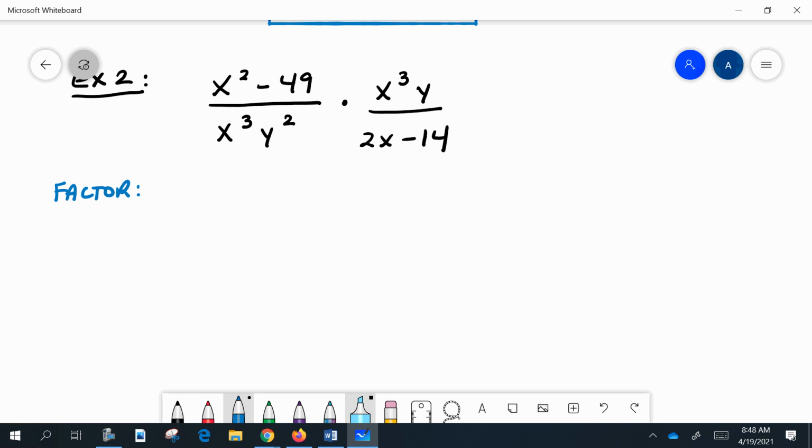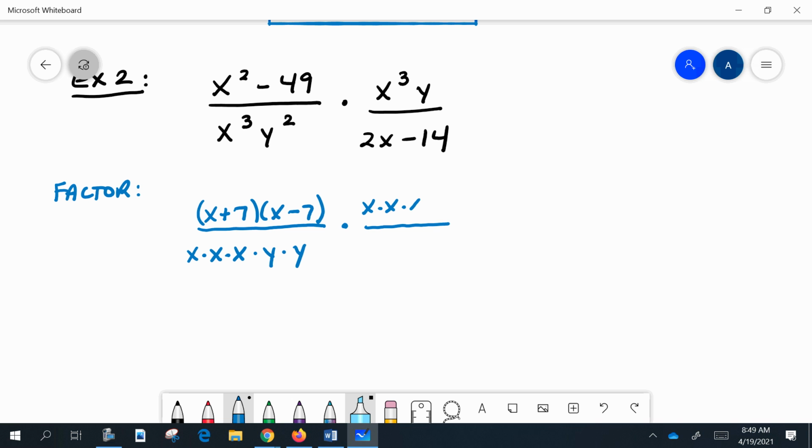So what I see here is in the numerator, I have the difference of two squares again. And so I'm going to factor x squared minus 49 into x plus 7 times x minus 7. Now we can factor this denominator, because x cubed just means that we have x times x times x. Those are the factors. Y squared means y times y. So that's what that monomial looks like factored. Now again, I have this monomial term, and I can factor that into x times x times x times y. The denominator, we can factor out a 2, and we have 2 times x minus 7.